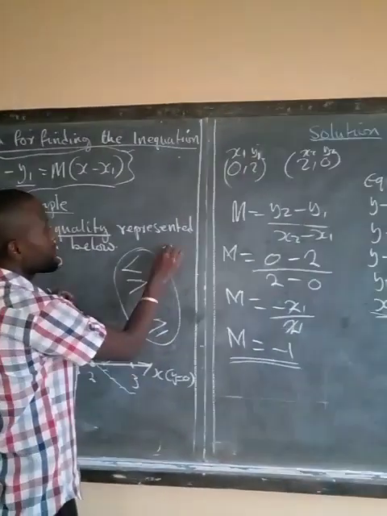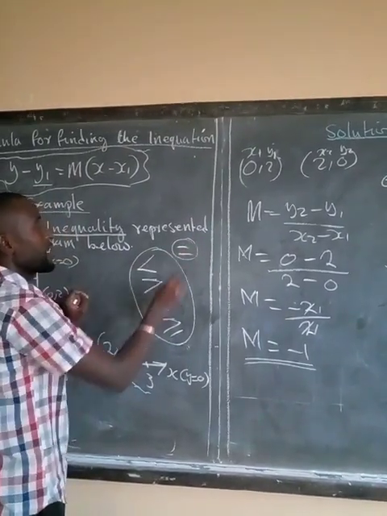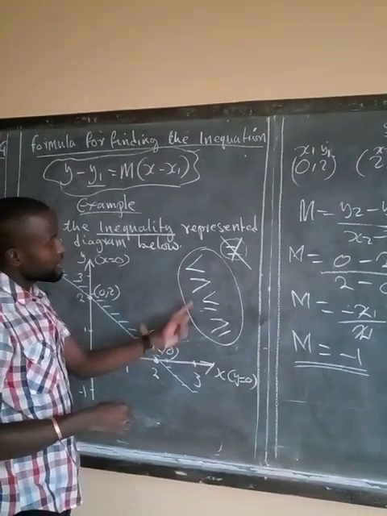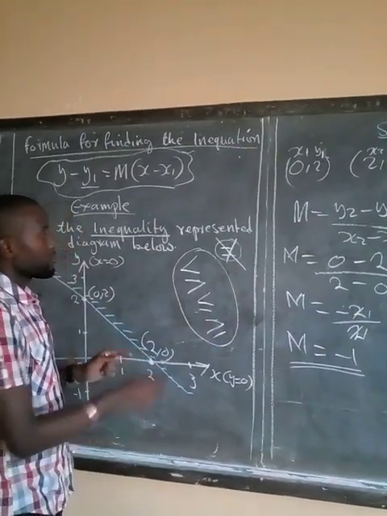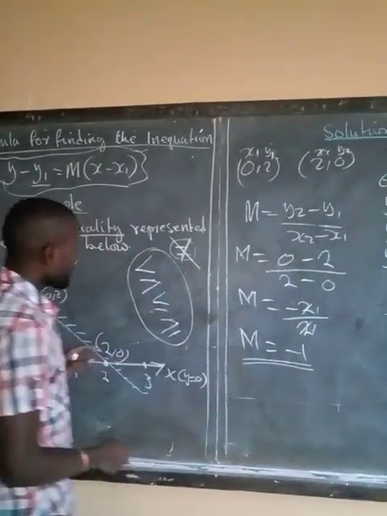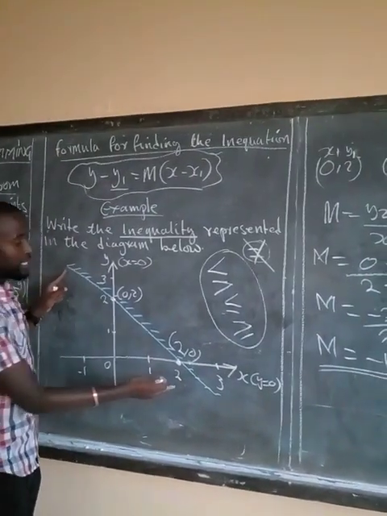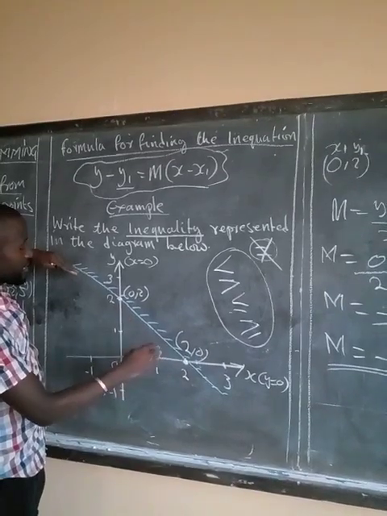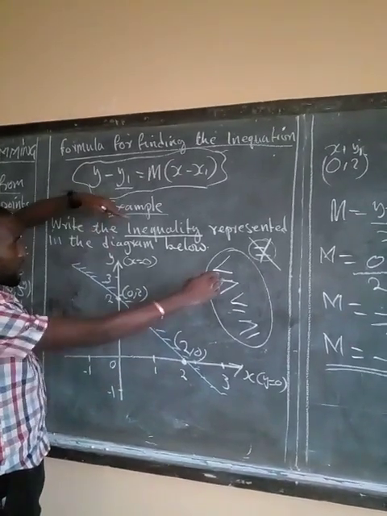But when you write this symbol, this is the equation, and it's not what they want. So therefore, we want to know which symbol we should put there to replace the equal sign. Hence, we look at the line that you have been given. The line that you have been given is shaded going upward.